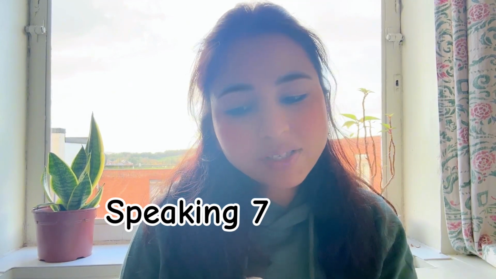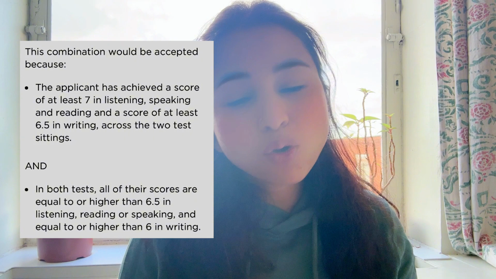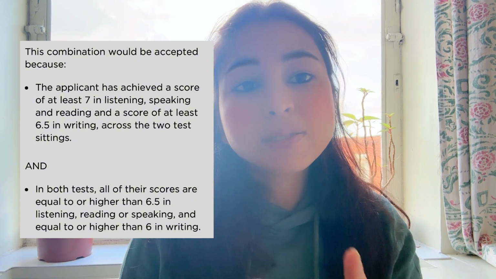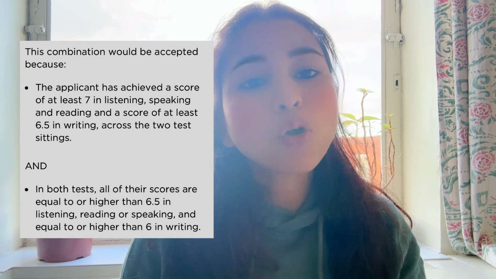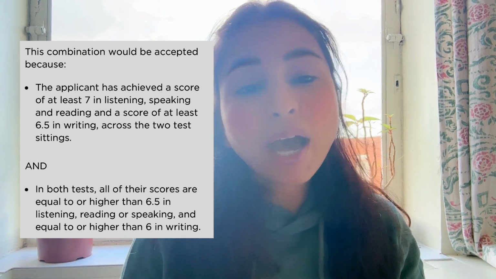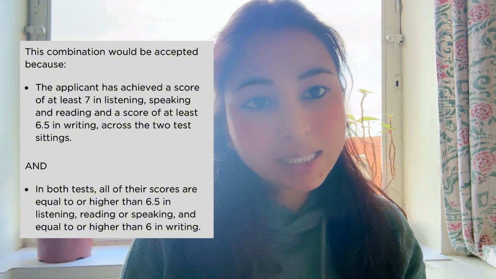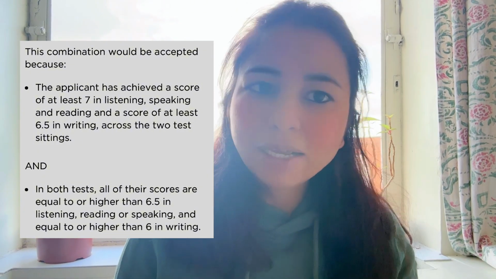So this test result is acceptable because the applicant has achieved a score of at least 7 in listening, speaking, and reading, and a score of at least 6.5 in writing across the two tests. And in both the tests, all of their scores are equal to or higher than 6.5 in listening, reading, or speaking, and equal to or higher than 6 in writing. So simple as that. Now let's see another example where the IELTS academic clubbing cannot be accepted.